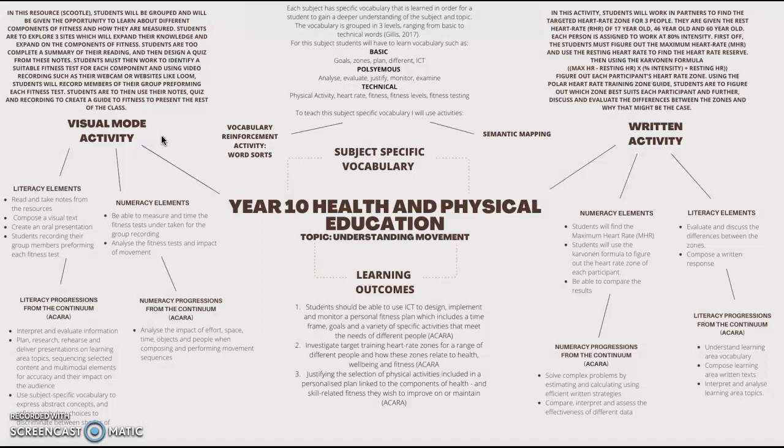Students must then work to identify a suitable fitness test for each component and use video recordings such as their webcam or websites like Loom, and will record members of their group performing each fitness test. Students are to then use their notes, quiz and recording to create a guide to fitness to present to the rest of the class. By undertaking this visual mode activity, students will come into a range of literacy and numeracy elements similar to the first written activity.